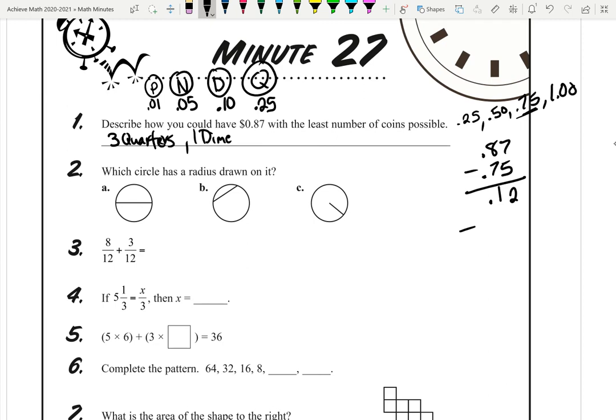So I'm going to subtract the value of a dime, filling in the gap with a 0 if I need to, and this is going to result in 2 minus 0 is 2, and 2 cents, which is going to be 2 pennies.